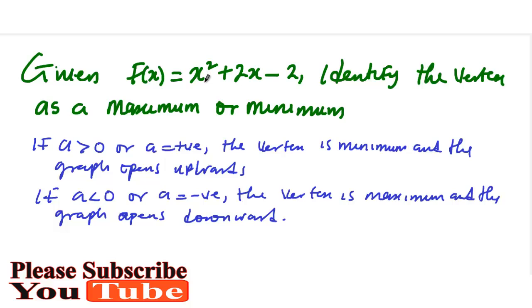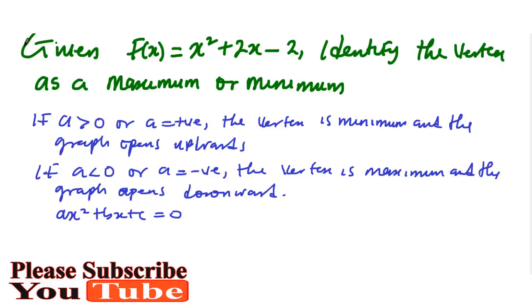the value of a is the coefficient of x squared. And if you compare with ax squared plus bx plus c equals 0, it implies that a in this case is equal to 1, which is greater than 0, which is positive. So that implies that the vertex is minimum, and therefore the graph opens upward.